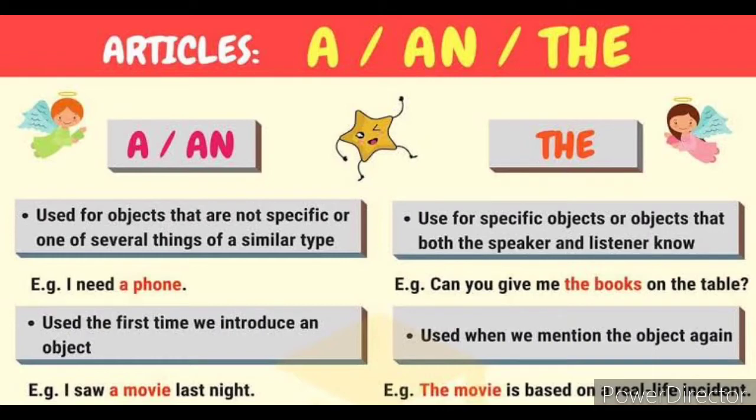The indefinite articles a and an are used for objects that are not specific, or one of several things of a similar type. Look at the example here. I need a phone. Here we are not mentioning a particular thing; in general, it is given as I need a phone. So a and an are used for objects that are not specific. That means all the things will be mentioned in general.